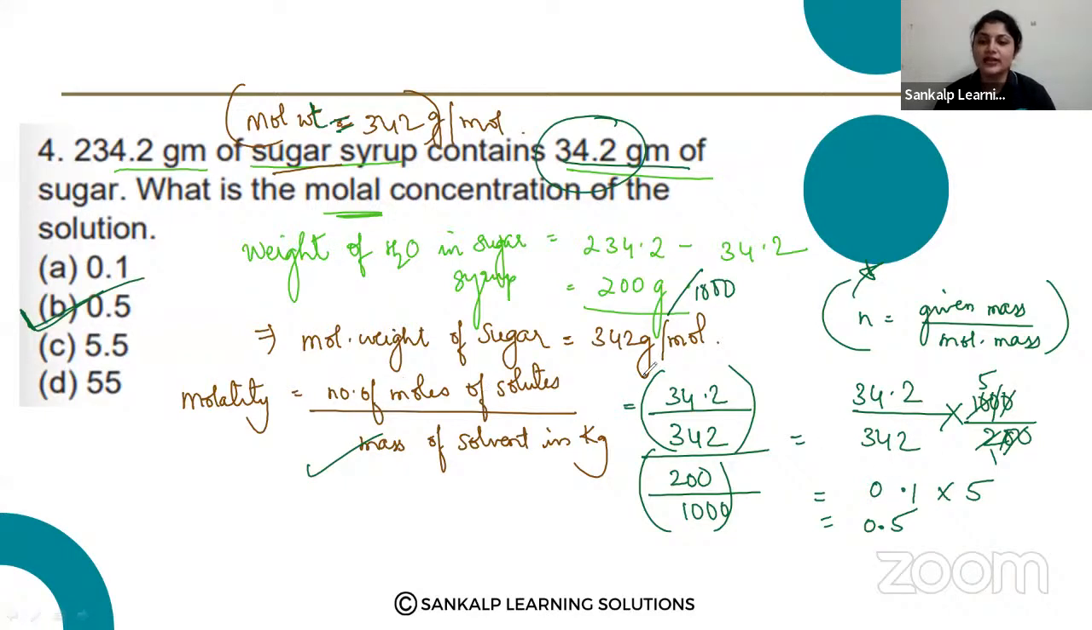So we'll write it here: 34.2 divided by 342. What is mass of the solvent? It is 200 grams, so you have to divide it by 1000. Just rearranging it, 34.2 divided by 342 comes to 0.1, and after solving the rest you get 5. So 0.1 into 5 is 0.5. Like this, you will get the answer. So our answer is B. Most of you have answered it right. We'll go for the next question.